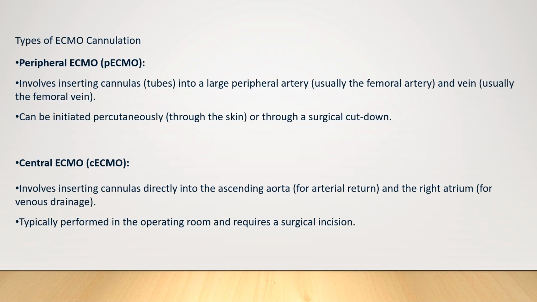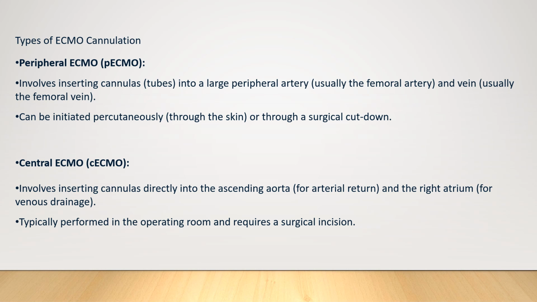Then we also divide the ECMO into peripheral and central. Peripheral involves inserting the cannula into a large peripheral artery, usually the femoral artery, and the vein is usually the femoral vein, and it can be initiated percutaneously, that is through the skin, or through a surgical cut, which is called open.